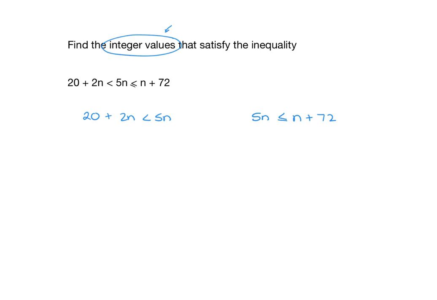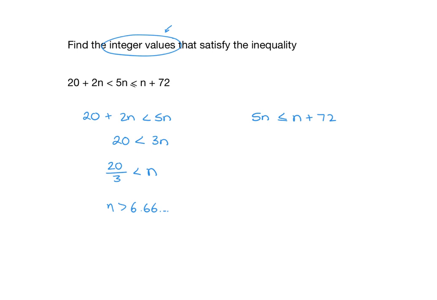I'm going to rearrange this to get n as the subject. So the first thing I'm going to do is subtract 2n from both sides, which is going to give me 20 is less than 3n. And then lastly, I'm going to divide by 3 to get n on its own. So I get that n is bigger than 20 over 3, which can also be written as n is bigger than 6.6 recurring.